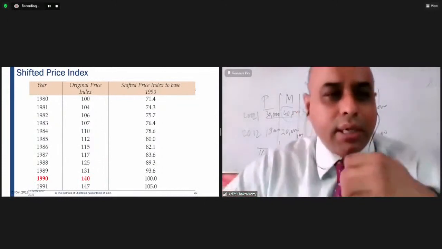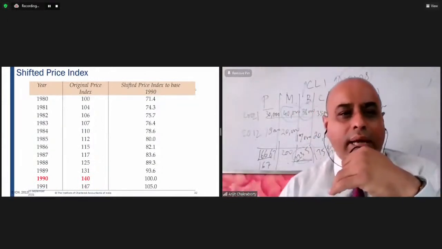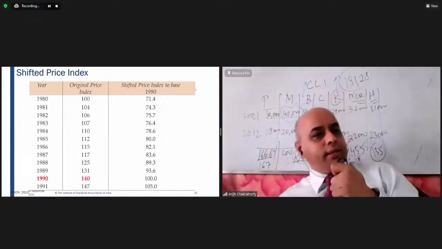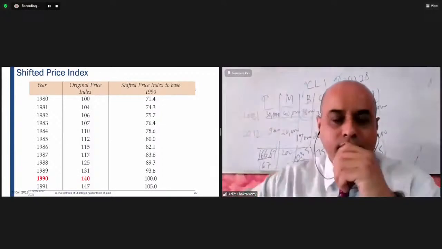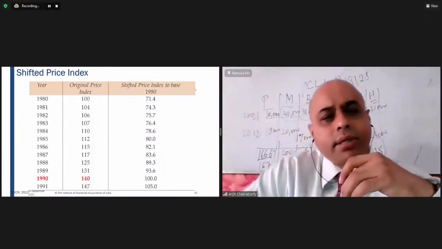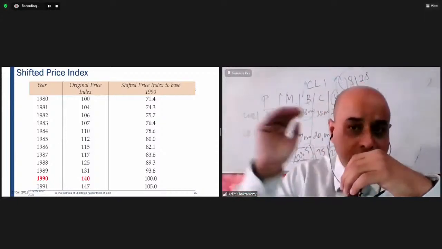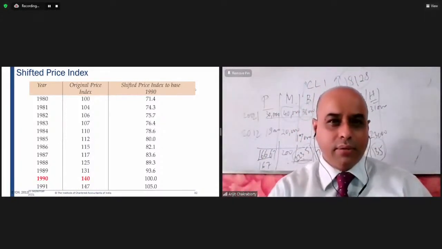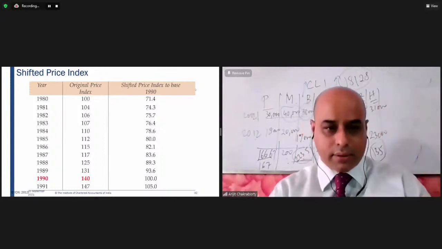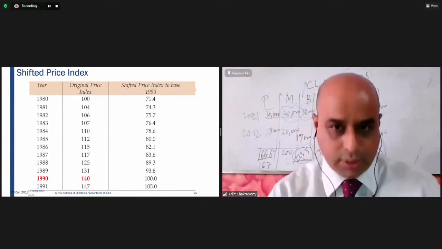Please see originally the price index. If you consider the first year, 1980, kindly see the slide, 1980. This is the original, the base year. So the price index was taken as 100 and naturally 1981, 82, we went on. Now the shifting has taken place to 1990. Kindly note, I have indicated that with a red color. If you see the slide, red color, 1990, and you can see that the value is 140.